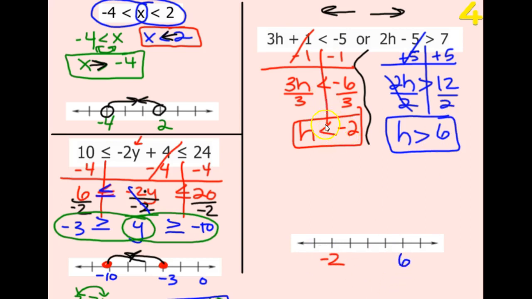So let's graph this. Both of these are open circles. There's no equal to. At negative 2, like an L, less than would be to the left. And here at 6, greater than would be to the right. I also know that they're pointing apart because it said or.